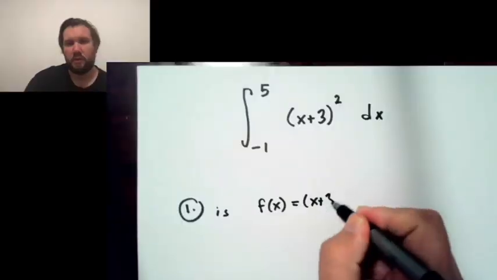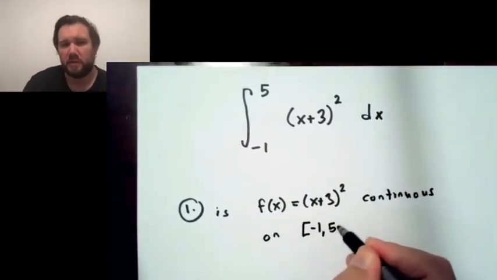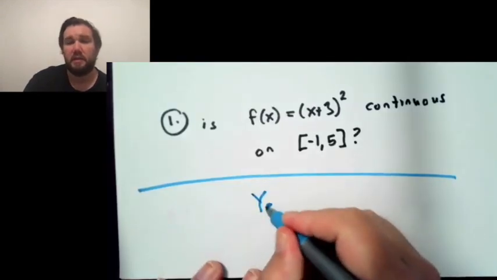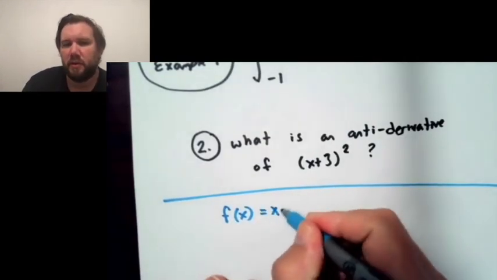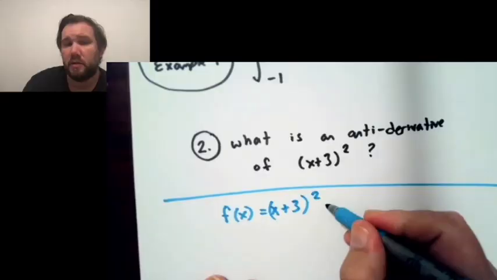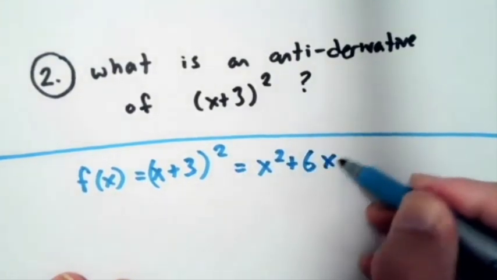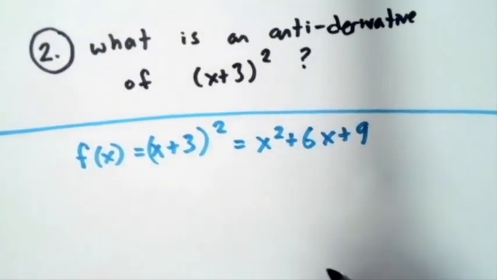So you know, our first question: is f of x equals (x plus 3) squared continuous on [-1, 5]? And the answer is yes. The second is, what is an antiderivative of this (x plus 3) squared? So if small f of x is (x plus 3) squared, we're going to need to expand that out algebraically before we can do anything with it. So we can write this as x squared plus 6x plus 9 when we expand the square.